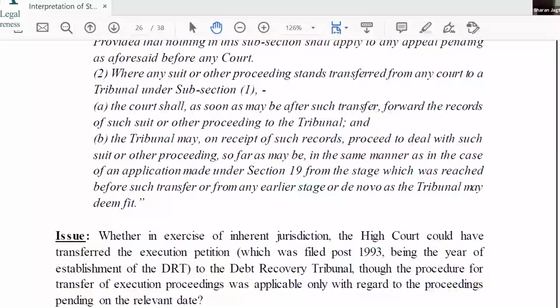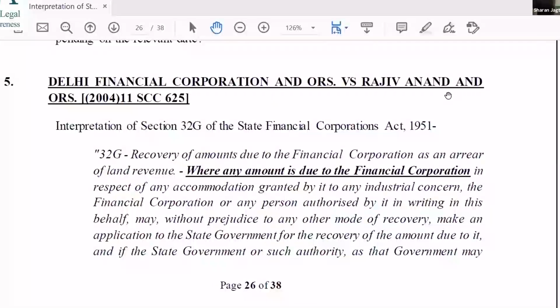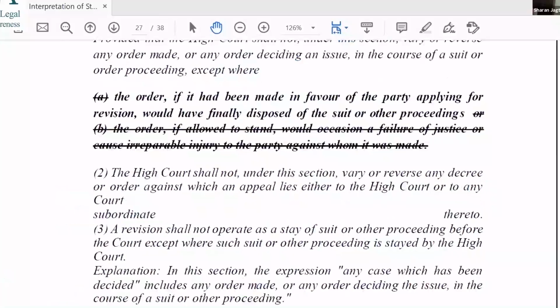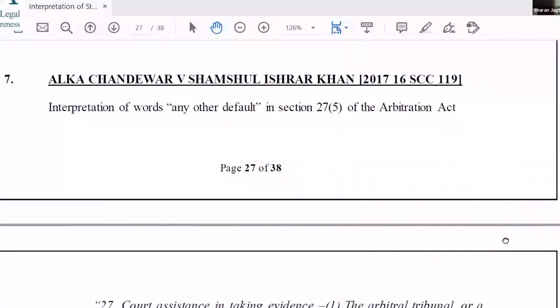There are other expositions of the literal rule. So the other judgments on literal rule are to be found in my note. And I only want to highlight one more of them as a pure example of literal rule before I move to a next category of judgments or principles. And that's in a very interesting judgment of Justice Nariman in the case of Alka Chandewar, which is to be found at item 7 of my summary of cases. It's also there in the table of cases.